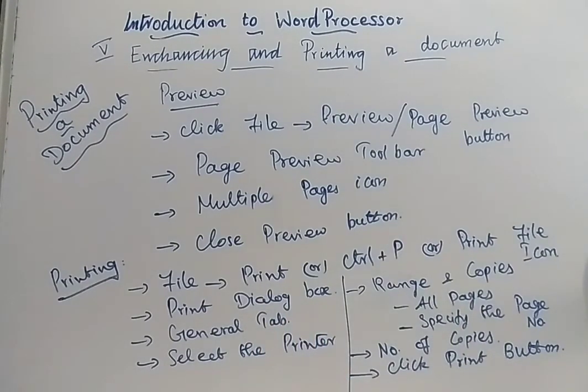In that, you have to click the General tab. You know what a tab is. In that, you have the General tab. Next, what you have to do? Next you have to select the option, select the printer. So whichever printer is attached to your computer, you have to select that one.